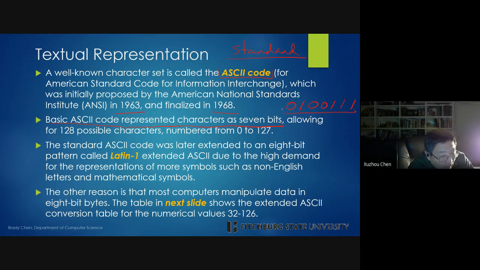Now, if you want to find out what these 7 bits represent, then you can check the ASCII code, called the ASCII table. We can find out later. So basically, you can use 7 bits to represent a character in the ASCII code. Now the question is, with 7 bits, how many characters can we represent?